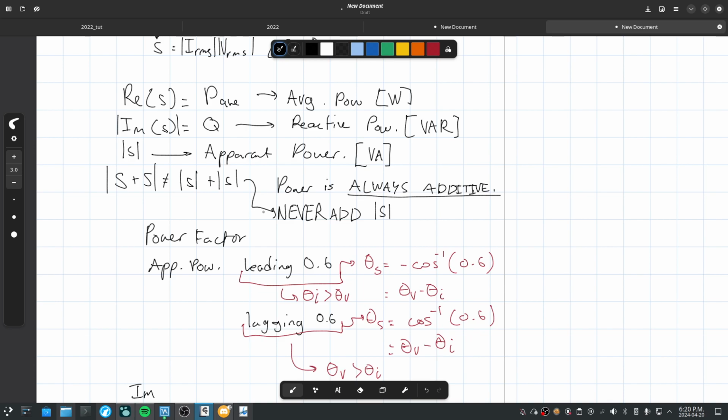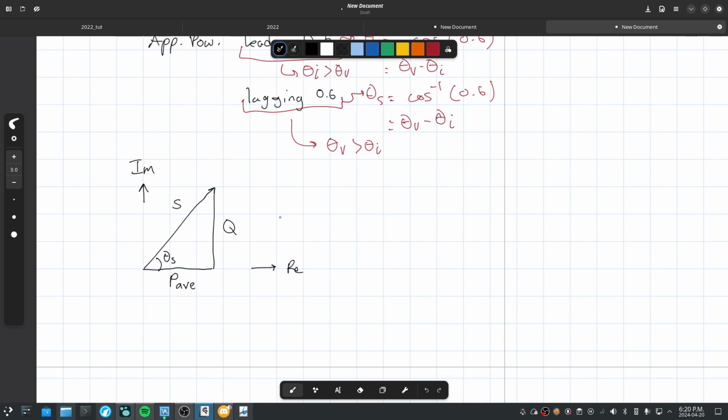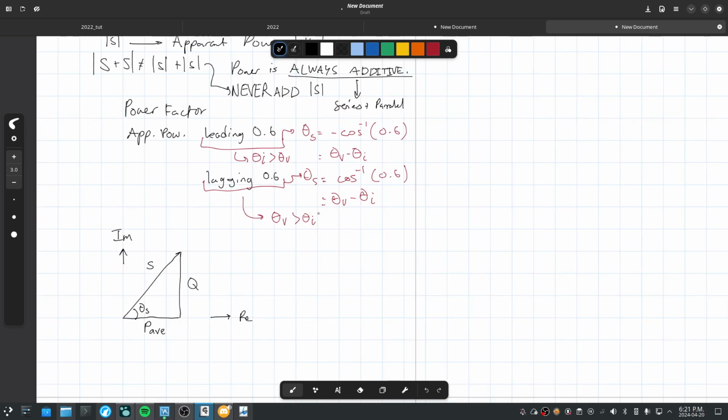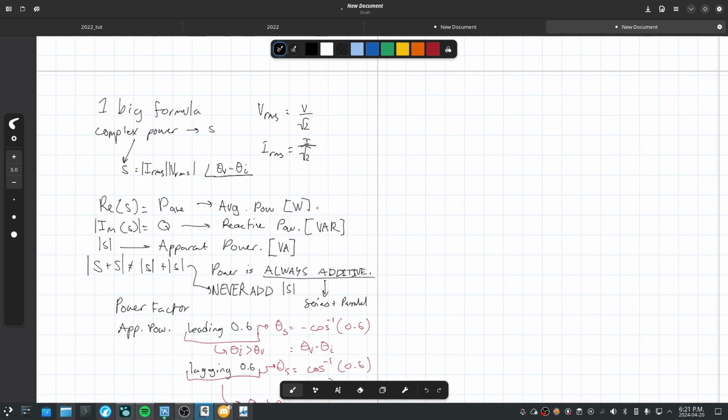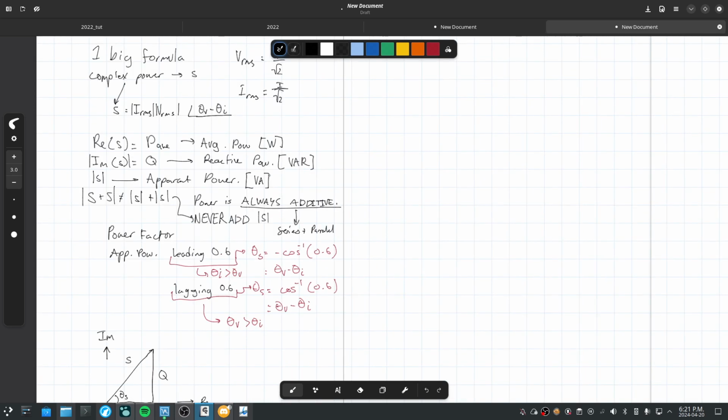So what I mean by always additive is that it doesn't matter if it's series or parallel. You add them. And apparent power is never added because, again, you don't add magnitudes. You add the actual vectors. And yeah, that's it. That's all that there is for power. So everything else follows afterwards.